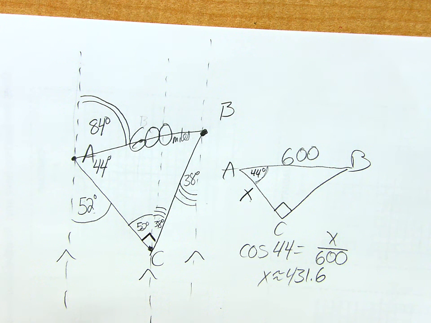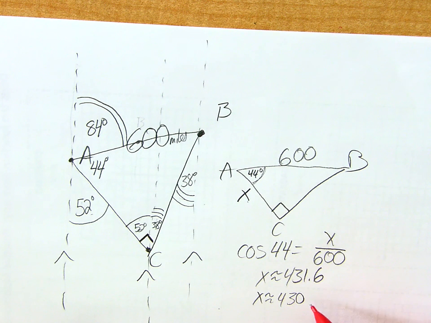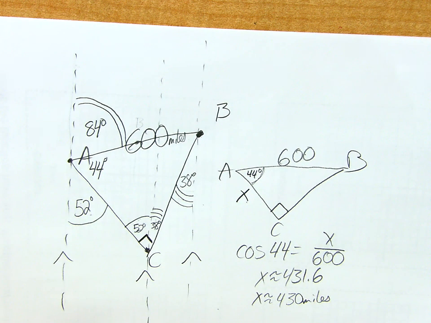And I think we need to round to 2 significant figures. So if you rounded this to 2 sig figs, you'd get 430. And I think we're in what, meters, miles, something's miles. Okay, cool.